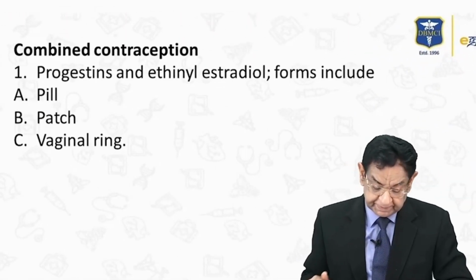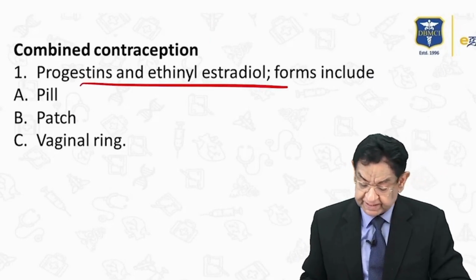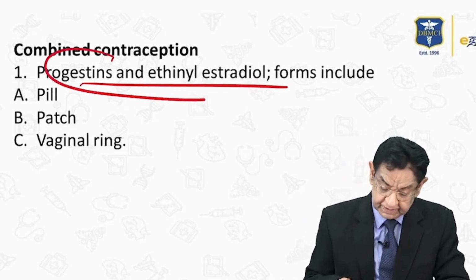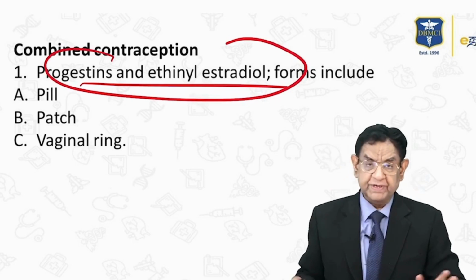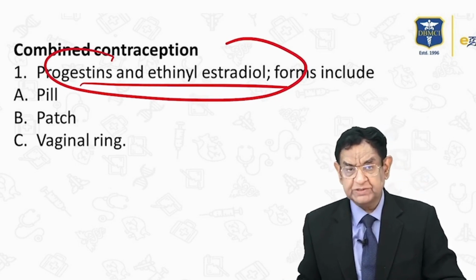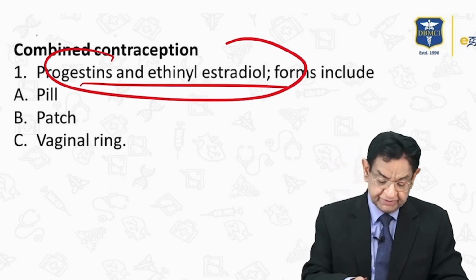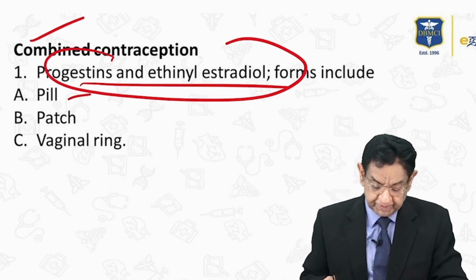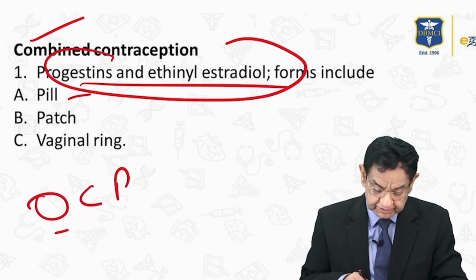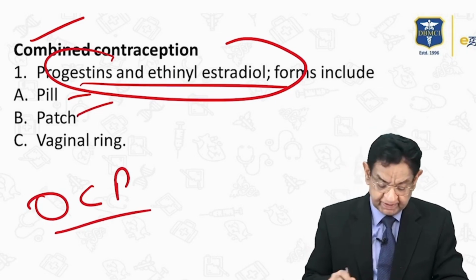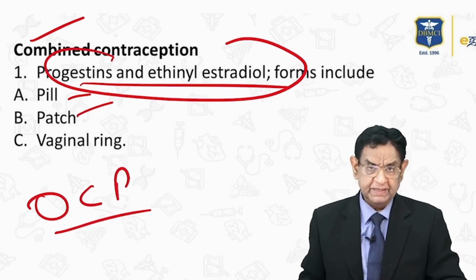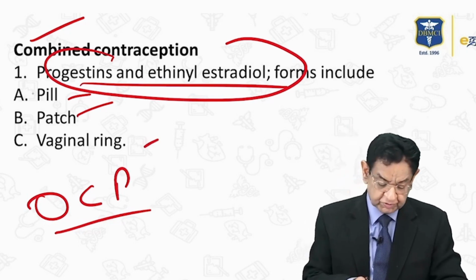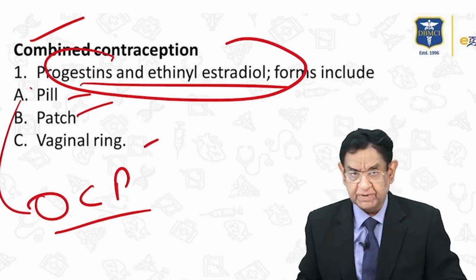Combined contraception: progestin and ethinyl estradiol, they are combined. That's why both estrogen and progesterone are there. We call them combined contraception. They can be in the form of a pill, what we call OCP, they are available in the form of a patch also, and they are available in the form of a vaginal ring also. Of course, OCP is a very commonly used method.